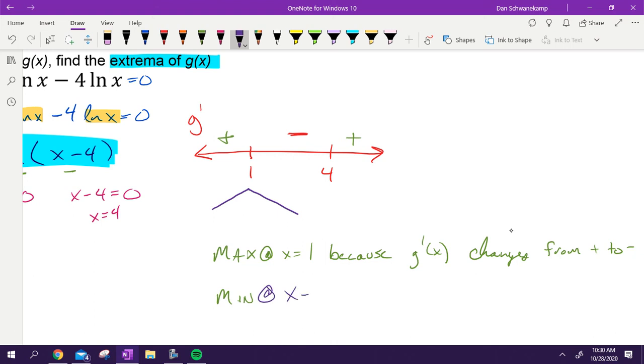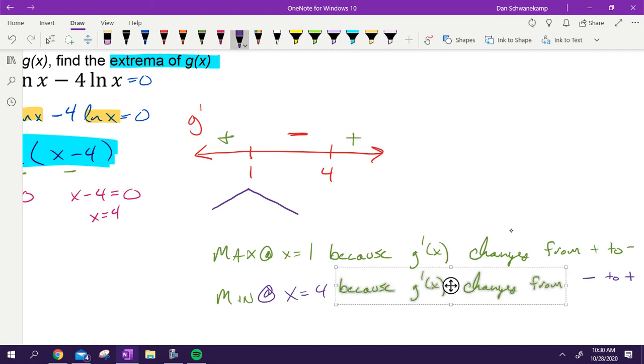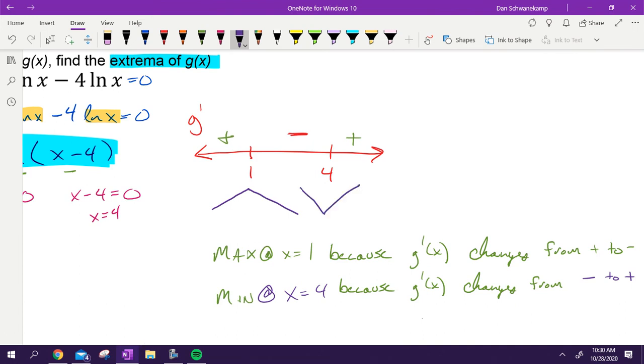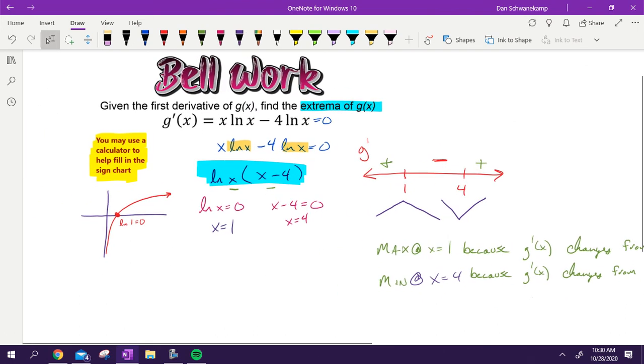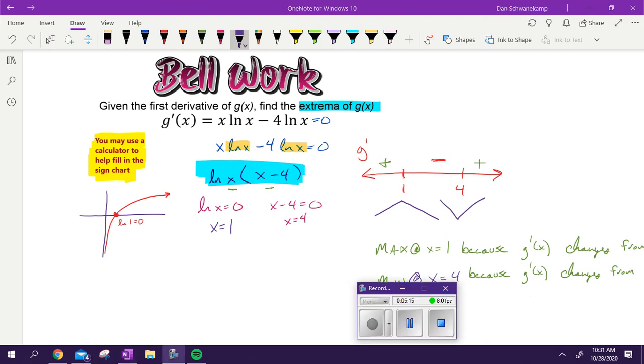Okay, and I'm going to have a min at x is equal to 4 because g prime changes from negative to positive. I was being super lazy there. Let me be super lazy, but make it easier to read. Control C, Control V. There we go. So 4 is a minimum because G prime changes from negative to positive, negative slope to positive slope. A little bit trickier of a question, but not really. It's the same concept.